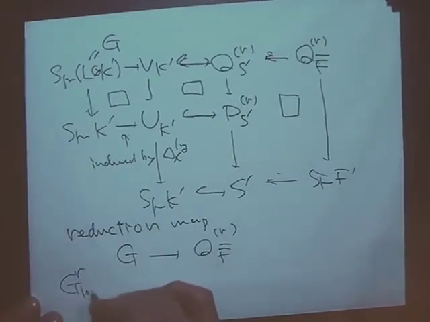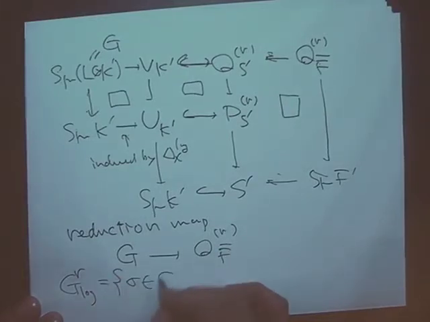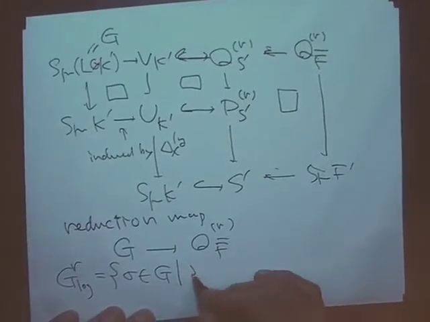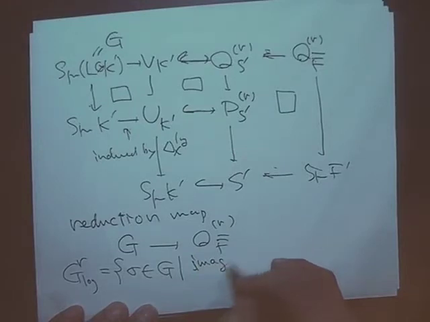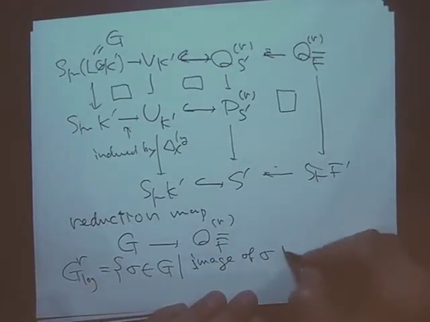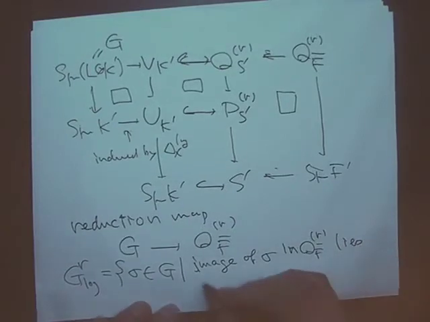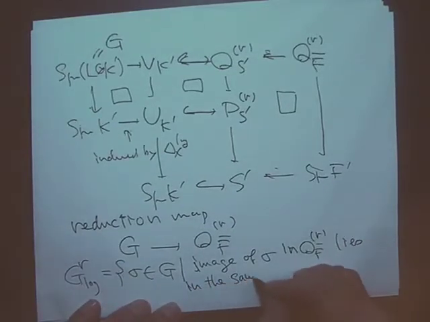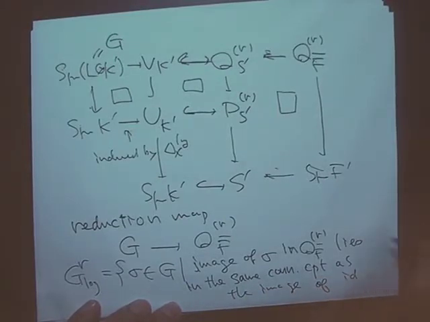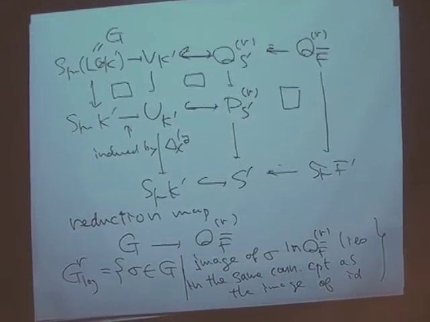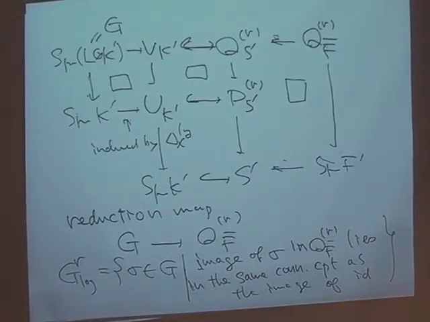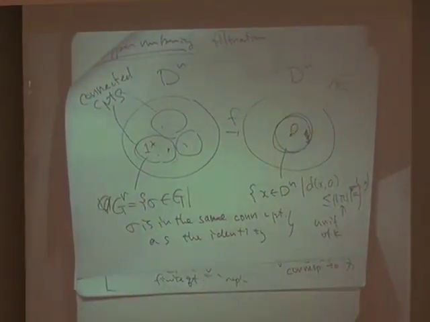The log consists of elements in G such that the image of sigma in this scheme lies in the same connected component as the image of the identity. So this is the algebraic interpretation of the upper numbering filtration.